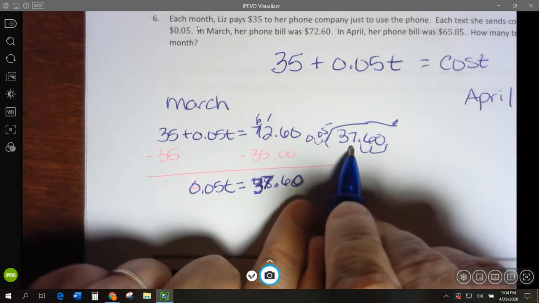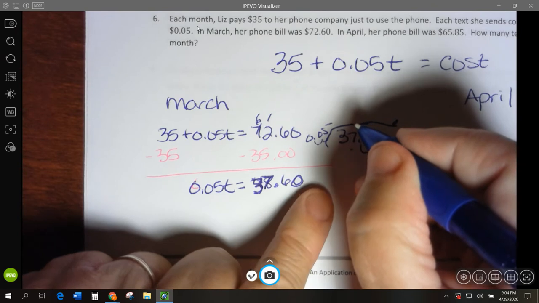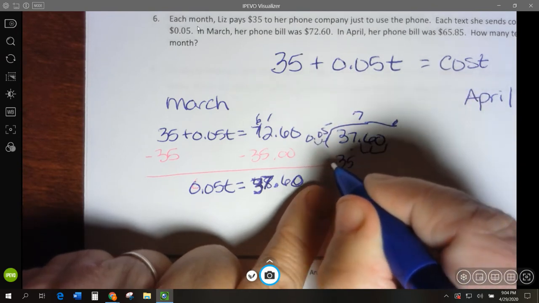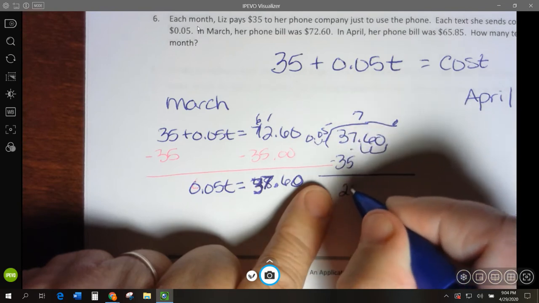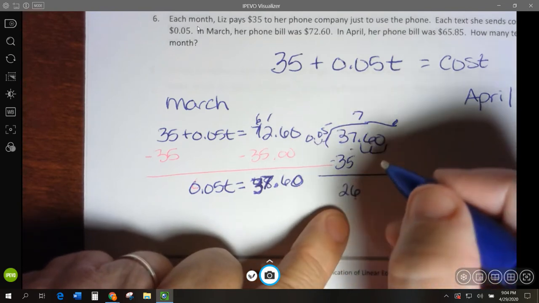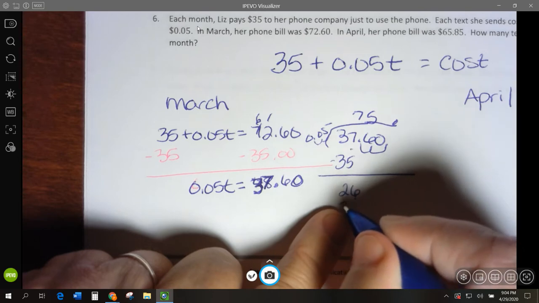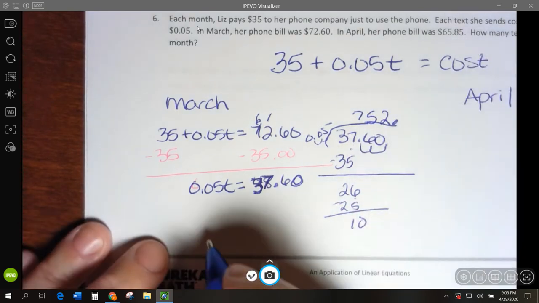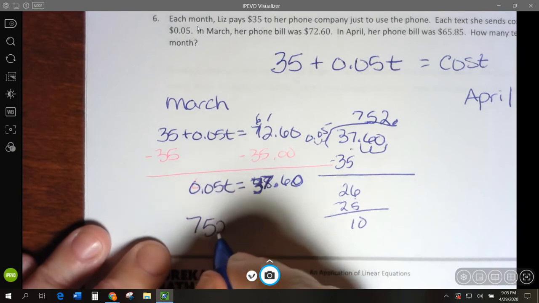5 goes into 37 7 times, which is 35. Subtract, we get 2, bring down the 6. 5 goes into 26 5 times, which is 25. And we get 10, which would be 2. So she sent 752 texts.